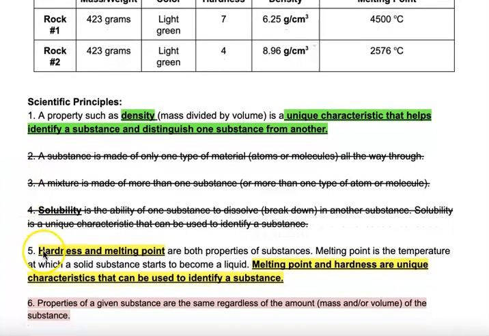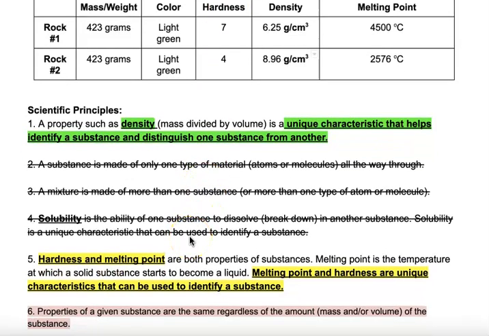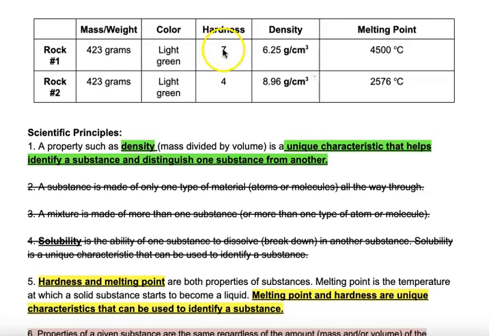But let's look at number 5. Hardness and melting point are both properties of a substance. Melting point is the temperature at which a solid substance starts to become a liquid. Melting point and hardness are unique characteristics that can be used to identify a substance. So I highlighted this here. I'd recommend that you highlight it on your test. So again, melting point is right here. Hardness is right here. It says they're both unique characteristics that help identify a substance. So right away, I know they have different melting points and different hardnesses. So I know for a matter of fact that rock 1 and rock 2 are not the same.